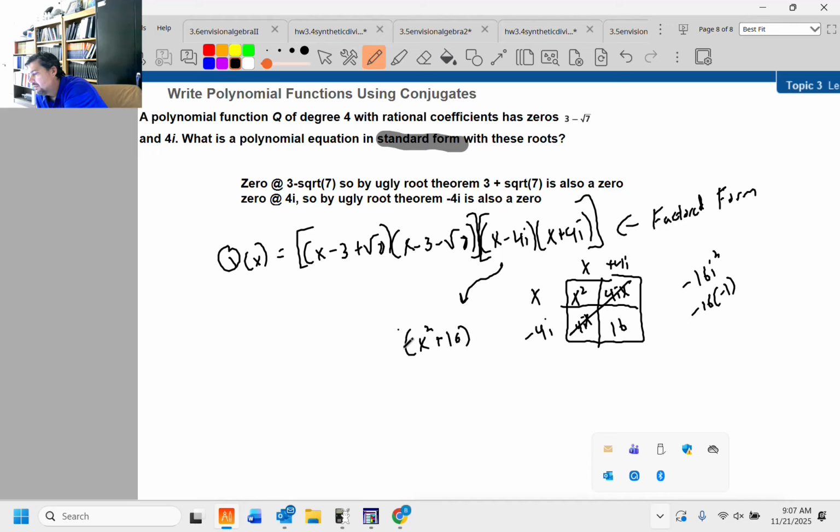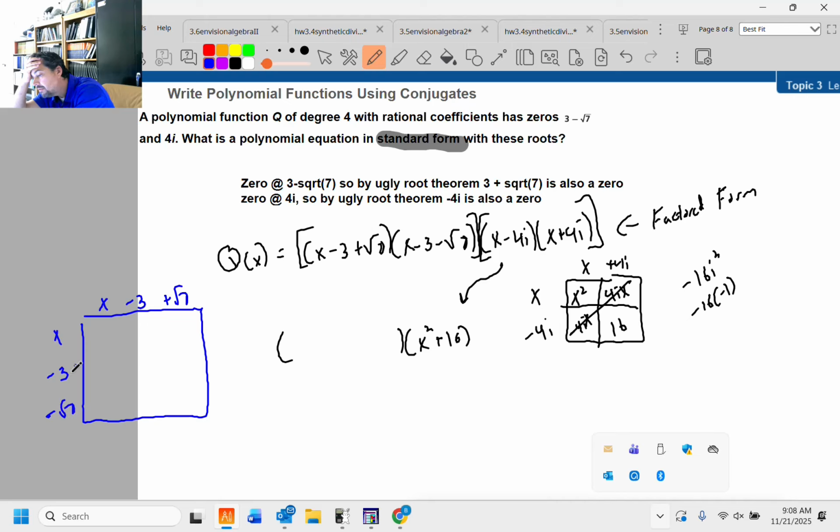All right? Now, we're going to figure this guy out too, and believe it or not, it's going to clean up beautifully. It's not going to be bad. It's really not. I'll need a bigger square because it's a 3 by 3. We got the x, the negative 3, the plus the root of 7. We have the x, the minus 3, and the minus root 7.